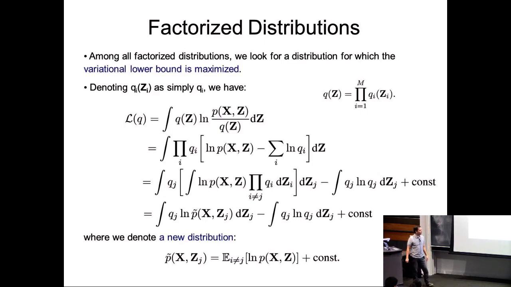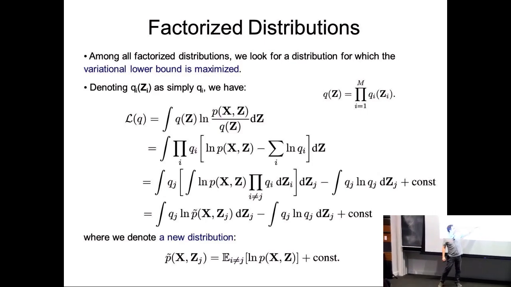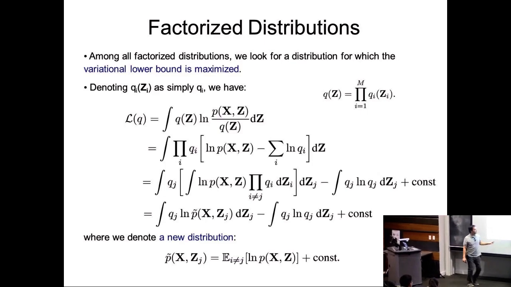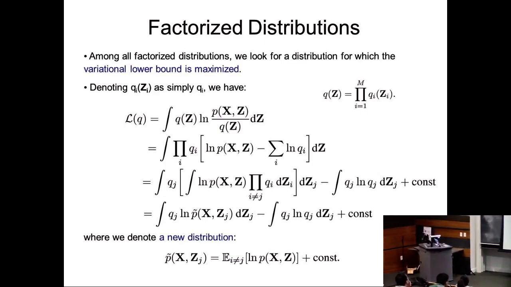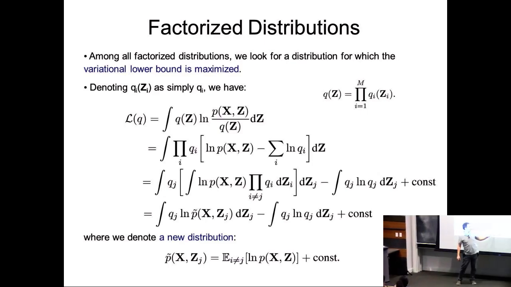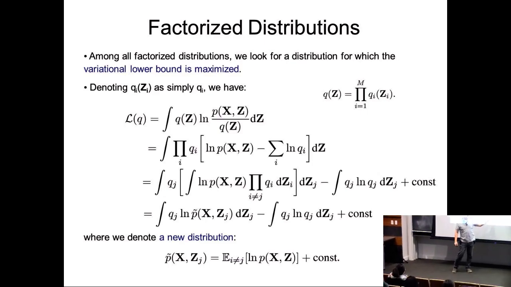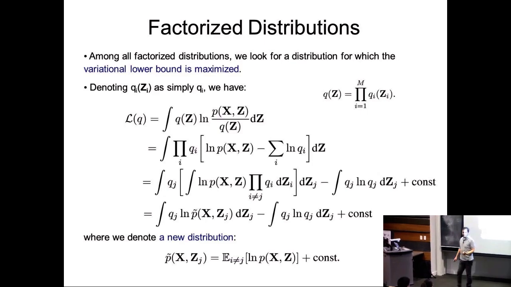So what I can do is treat this quantity as an expectation with respect to Q_j. This quantity is an expectation of the joint with respect to all the variables other than j. Okay?